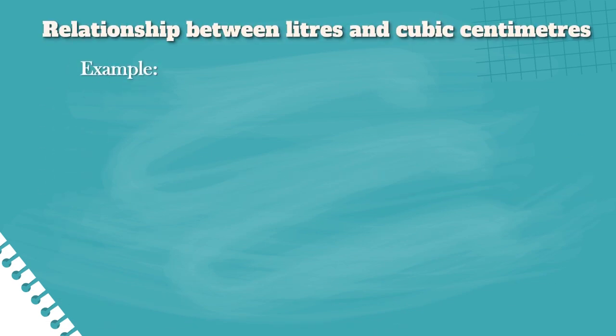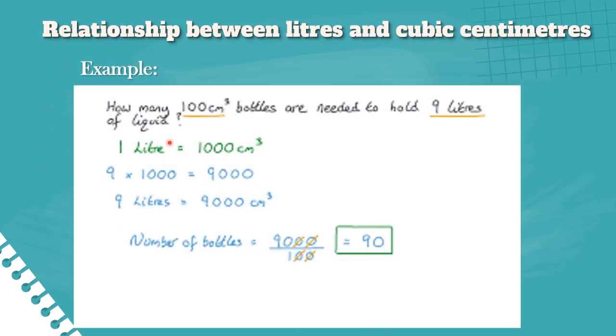Now look at the second example. How many 100 centimeter cube bottles are needed to hold 9 liters of liquid? Remember, 1 liter is 1000 centimeter cube. So we first of all converted 9 liters to centimeter cube. In this situation, we are trying to change our liters to volume.